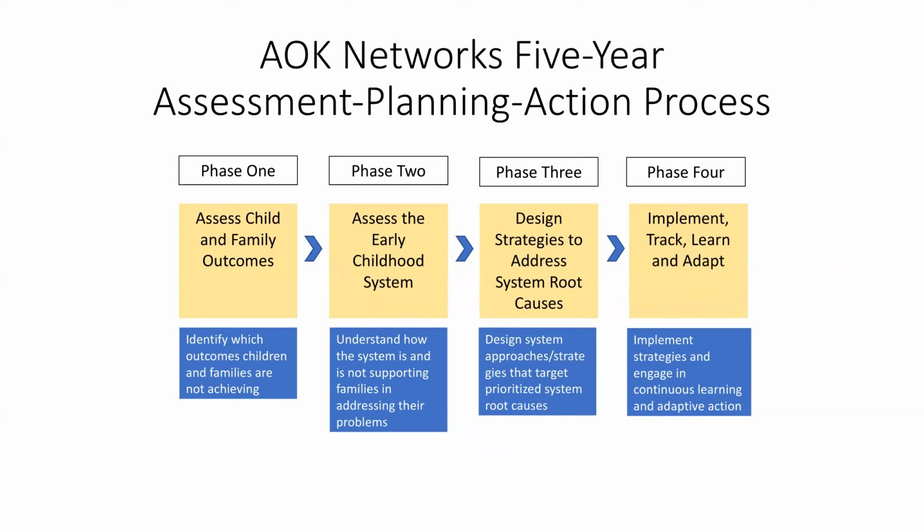There we did a root cause analysis and identified some of the prioritized issues that we wanted to affect. In phase 3, we moved on to strategy design, and this is where we design strategies to specifically address those root causes in the system that we identified as priorities. And then phase 4 is where we move on to implementation, tracking, and learning and adapting our strategies until we are able to reach the desired results that we're after.